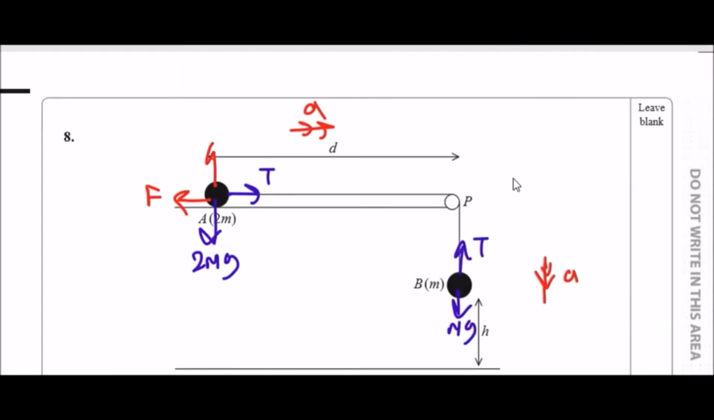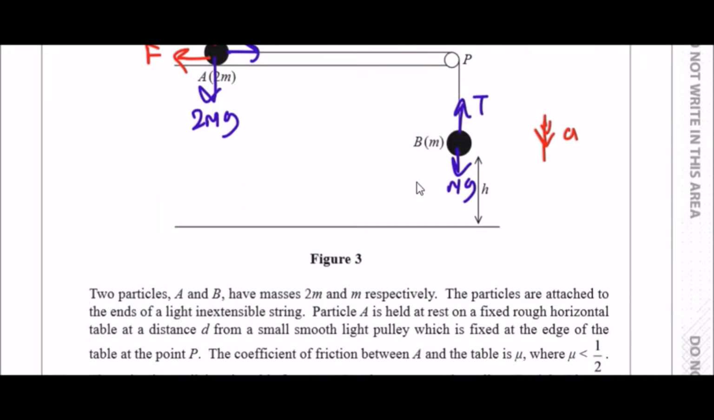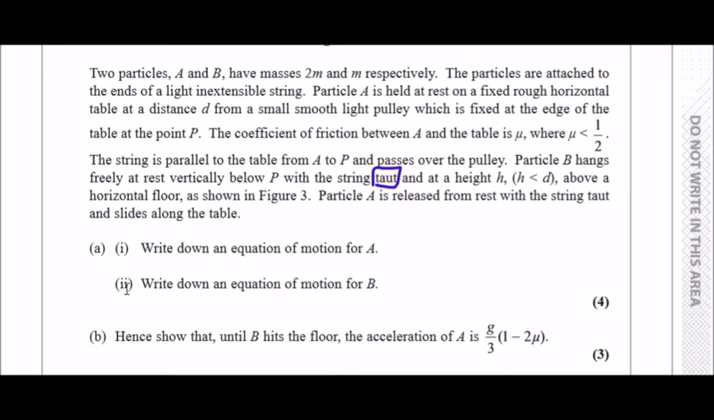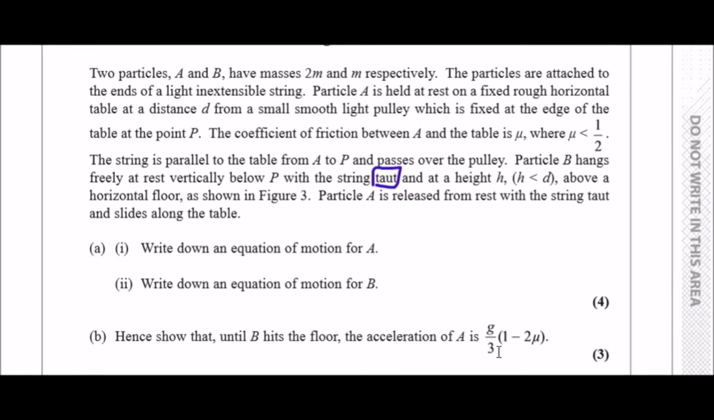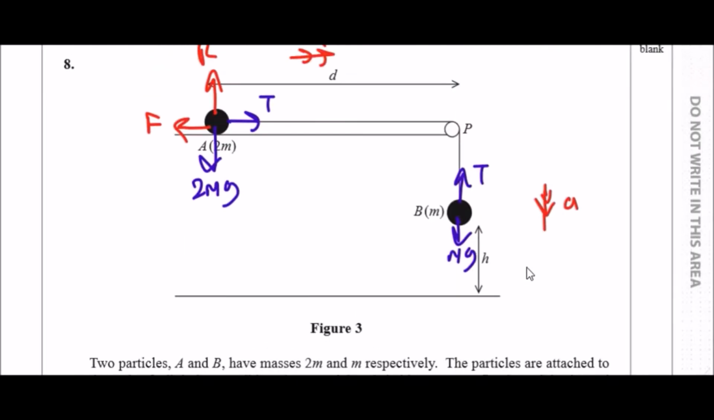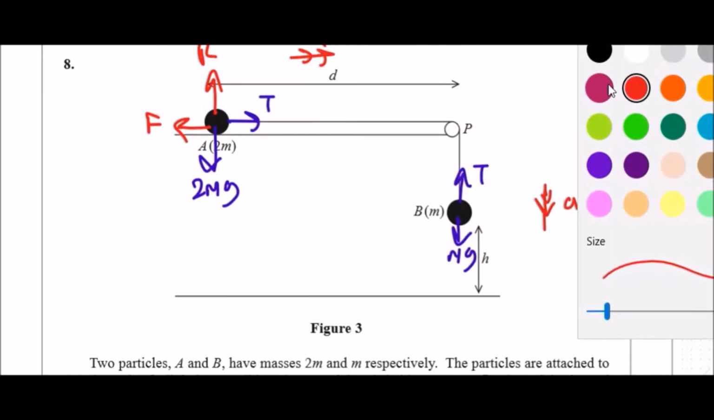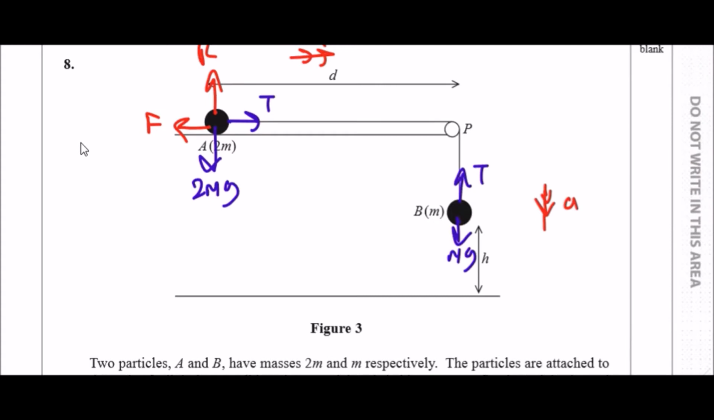Oh yeah, and let's add a reaction force, why not? So write down equations of motion for A and B, and then show that until B hits the floor, the acceleration of A is g/3 times (1 minus 2 mu). Let's go ahead and do all of this, yeah? I think we have enough space to do it here, actually. So let's write the equation of motion. So at A, what do we have?